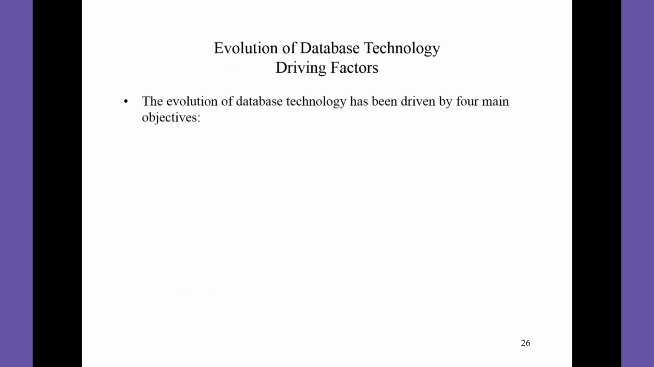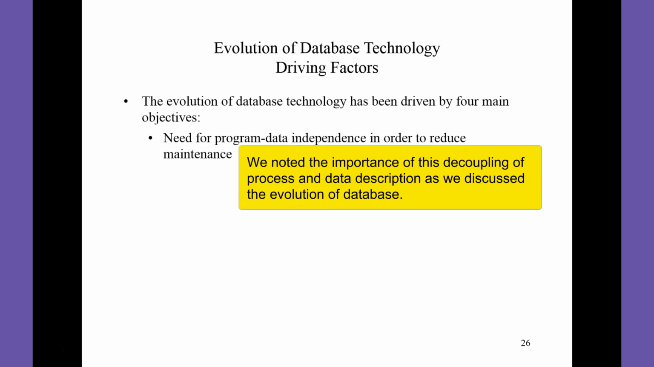So the evolution of database technology has been driven by four main objectives. There's been a need for program data independence in order to reduce the maintenance costs. It is expensive to have to modify the program to make a change based upon a change in the data format. The cost in programs now is attributed to the programmer cost, not the cost of executing the program. Thus, these maintenance costs can be quite high. Reducing those is a real benefit.